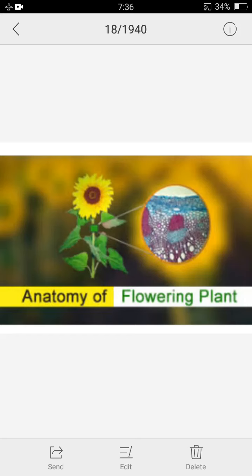Good morning, students. In today's class, we are going to discuss the anatomy of flowering plants. From this chapter, we are going to discuss a few subtopics: the dicotyledonous leaf and monocotyledonous leaf explanation, followed by secondary growth. So now let's begin today's session.